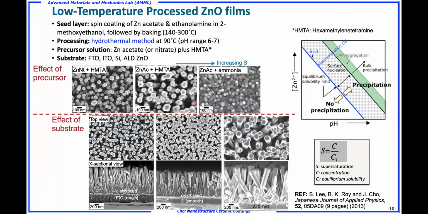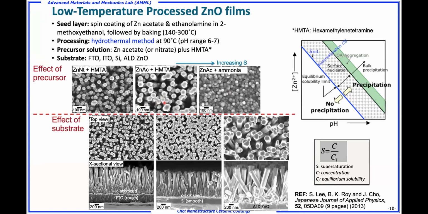And this shows some examples of the low temperature processed zinc oxide. This shows the effect of the precursor. In terms of the solution precursor, we use zinc nitrate or zinc acetate with a complexing agent, HMTA, which stands for hexamethylenetetramine. And sometimes we just directly use ammonia without the complexing agent. In fact, the ammonia can produce a more highly supersaturated precursor solution that generates more particulate structure. But in the nitrate or acetate case with the seed layer, we normally get the one-dimensional zinc oxide nanorod as shown here.